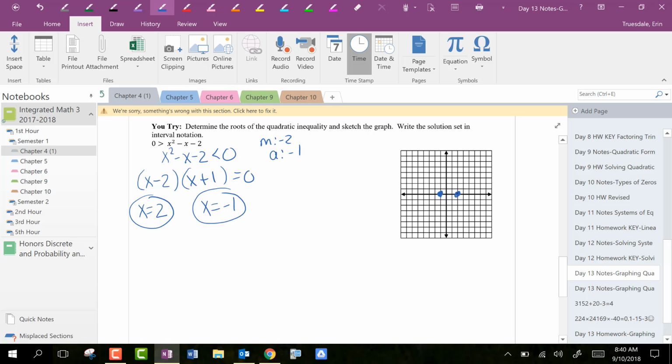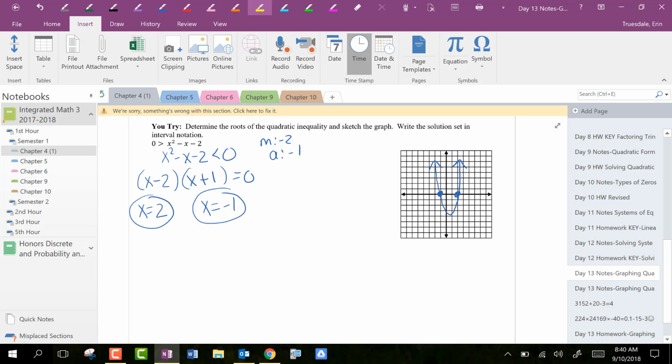Is this concave up or down? Up. So I'm going to graph it. That's kind of the easier part. Then I have to look back at the problem and really analyze what I'm trying to find. Where is the function less than 0? Read left to right. So where's the function less than 0?